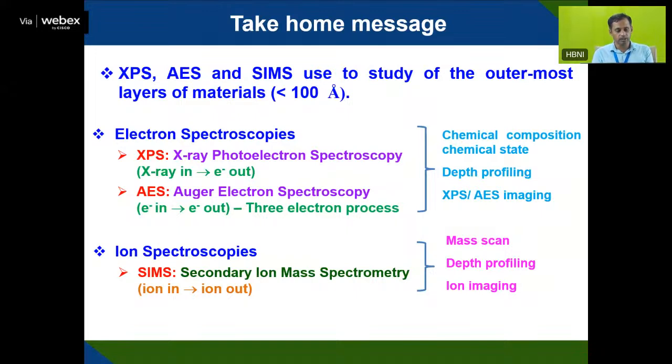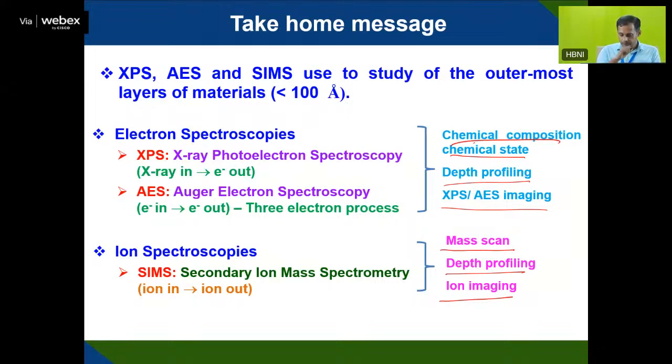So in today's lecture we mainly discussed XPS, AES and SIMS, which are used to study the outermost layer, less than 100 angstrom, that is, top surface analysis using electron spectroscopy. XPS or AES can identify the chemical composition and chemical state, and do depth profiling as well as mapping. If you go for ion spectroscopy, secondary ion mass spectroscopy, then through the mass scan you can do depth profiling or ion imaging to construct a 3D structure.